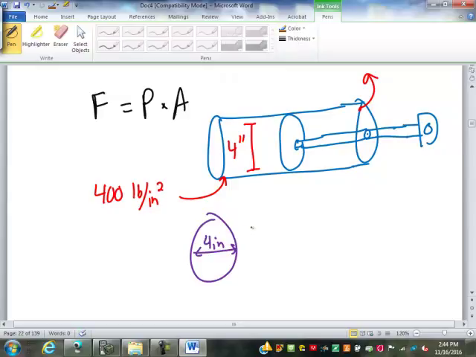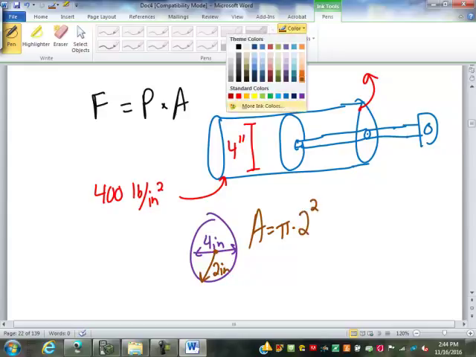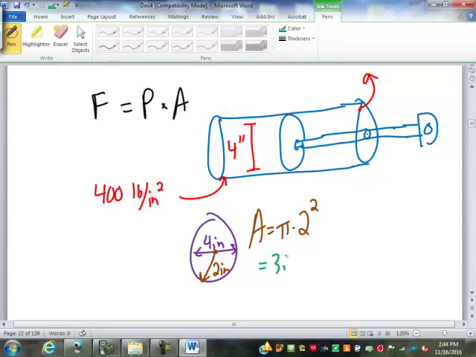The area of that is going to be pi times, it's not going to be 4 squared. Why is it not going to be 4 squared? That's the diameter. Yeah, we want the radius, which will be half that, or 2 inches. So it's going to be pi times 2 squared. So that's 3.14. Ironically, 2 squared does become 4. So 3.14 times 4 is 12.56. That's going to be inches squared.